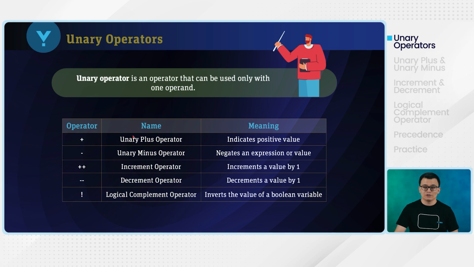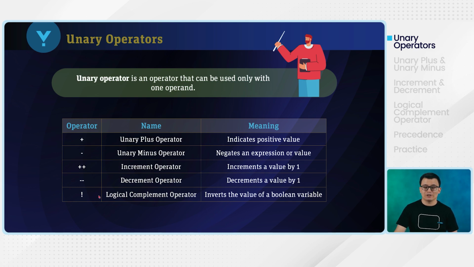They are the unary plus operator, which is used to indicate that the number is a positive number. And then we have the unary minus operator, which is the opposite of unary plus. It indicates that the given value is negative, like the numbers that are less than 0. And then we have the increment and decrement operators, which are used for increasing or decreasing the value by 1.